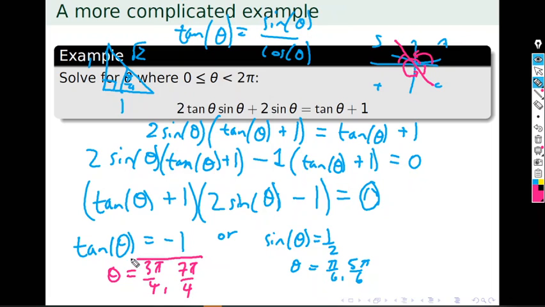So then our solutions are these as well as these. They would solve that equation, would make that equation true in that domain. We found all the possible values. And there you have it.